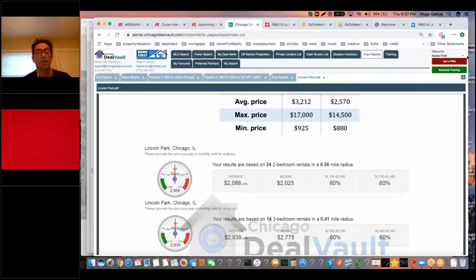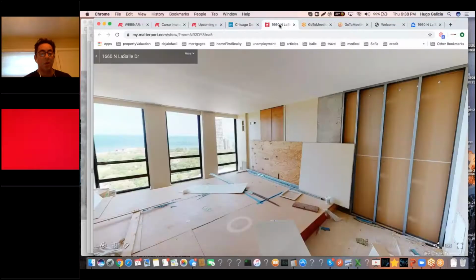Okay. So now the next thing that we need to do is take a look at the property. So this is a property that is offered by a wholesaler. Let's take a look at the property inside. Okay, he's asking for 139. Okay, so let's take a look.